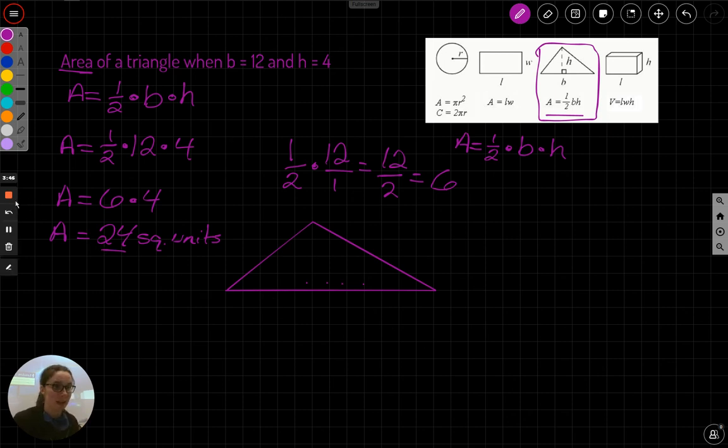That's part 1 of example 1. We're going to do a circle and a rectangle next.